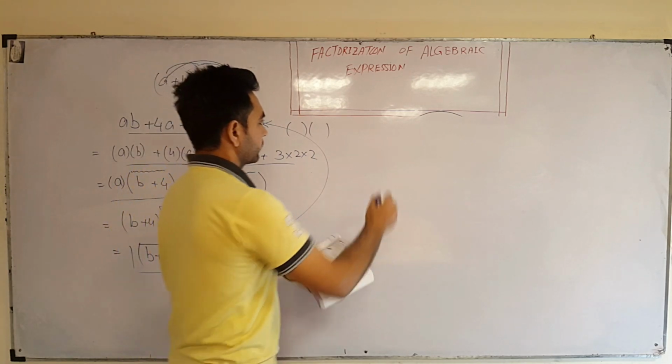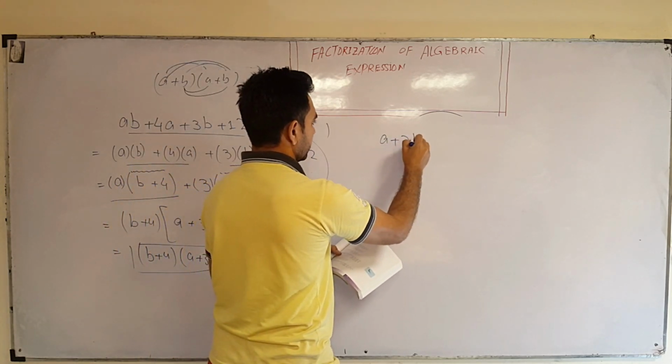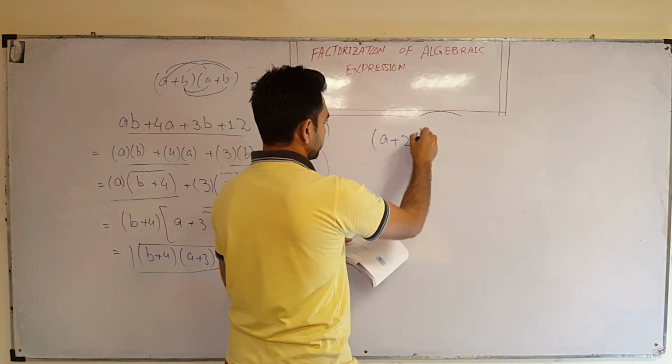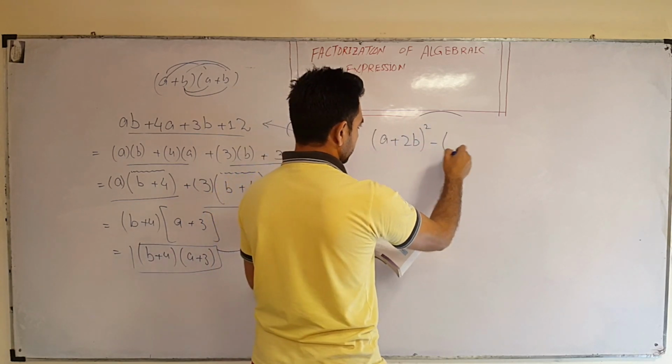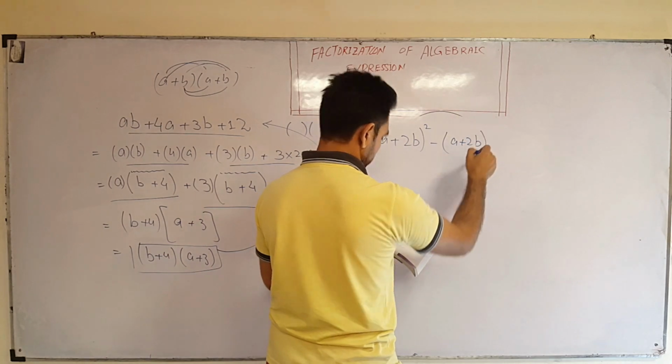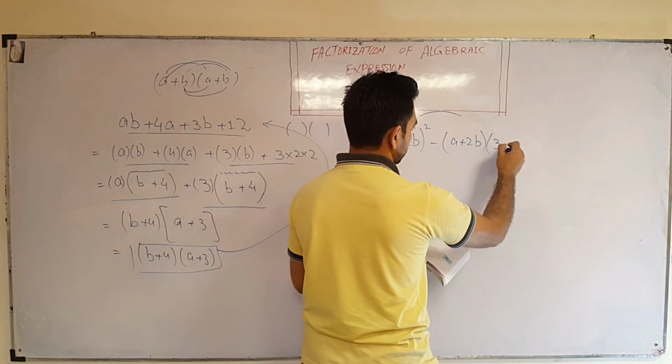Okay, so let's do this one. 2ab whole square is a little bit different, so it's good to do this one.